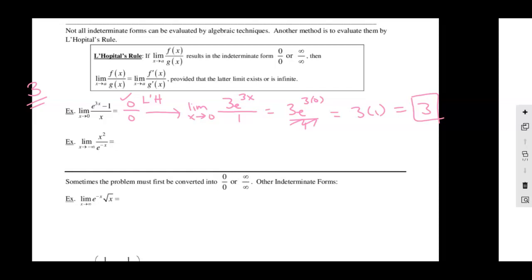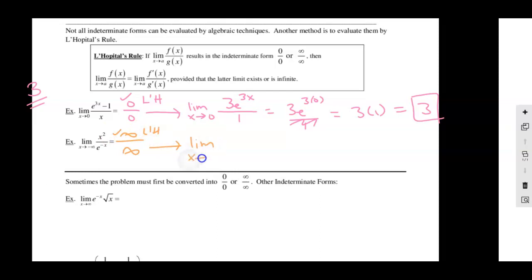Okay, let's look at this one. Here we go. Let's try to plug it in. Obviously, if I took negative infinity squared, the negative doesn't matter. That's going to be infinity. Okay, and then if I had e to the negative x, and I took the negative infinity and plugged it in, I have e to the infinity, which is infinity. So if I were to evaluate it, I would get infinity over infinity. So it is eligible to have L'Hopital's rule done to it.